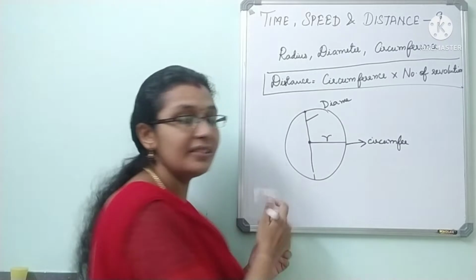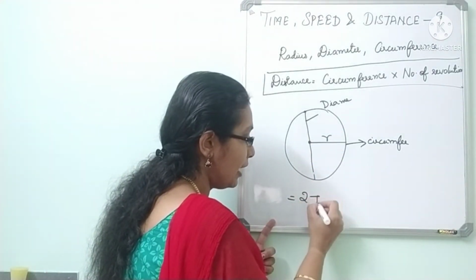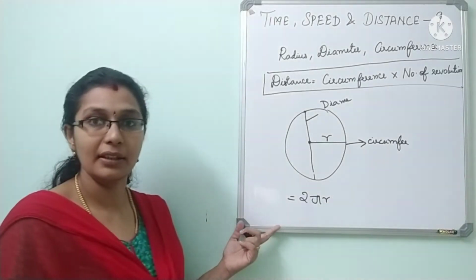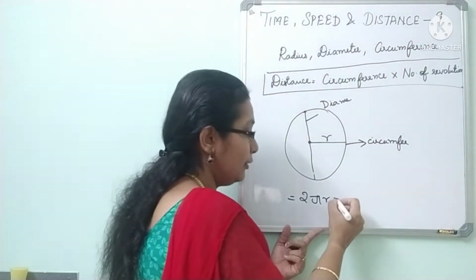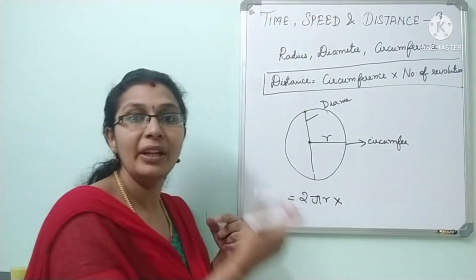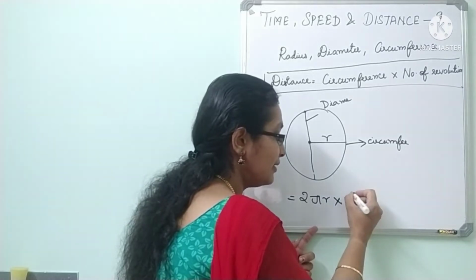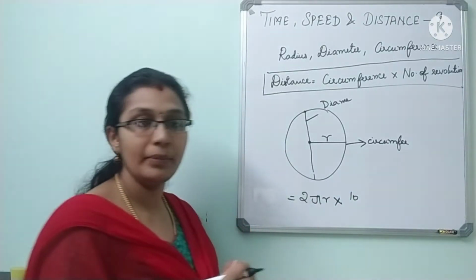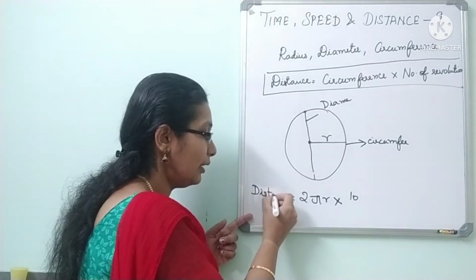So how much distance he travelled, how will you find? You will use 2 pi r, which is nothing but the circumference of the circle, correct? We have learnt it in lower classes. 2 pi r into the number of revolutions. How many times did he revolve or rotate? Suppose if it is 10 times, okay? So we will multiply it by 10. So this is nothing but the total distance covered by him, correct?